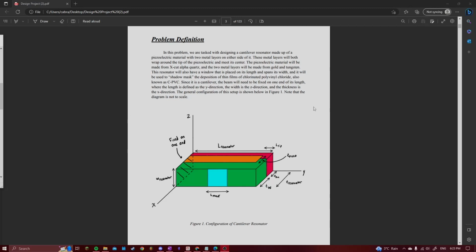For our problem, we designed a cantilever resonator made from piezoelectric with two metal layers that wrap around the piezo, as seen in this diagram here. We use X-cut alpha quartz for our piezoelectric and gold and tungsten as our metal layers. Our resonator will have a window on its length spanning the width that will be used as a deposit for thin films of chlorinated polyvinyl chloride, or CPVC.